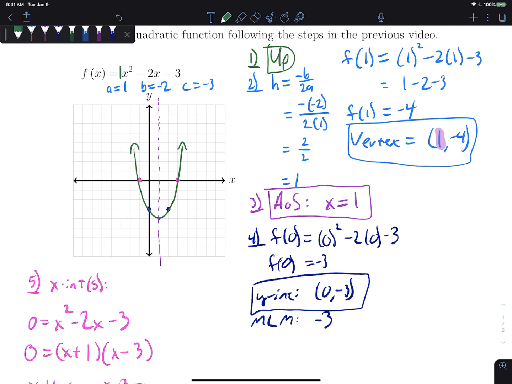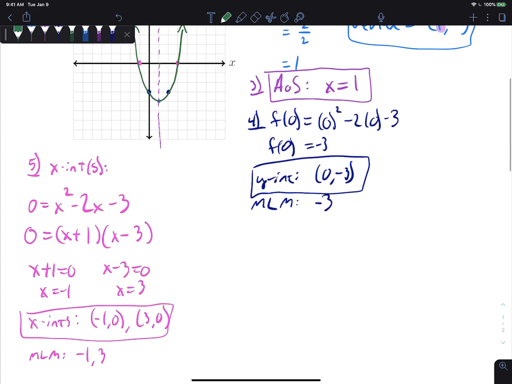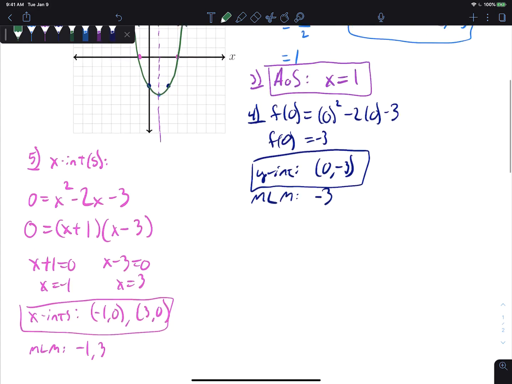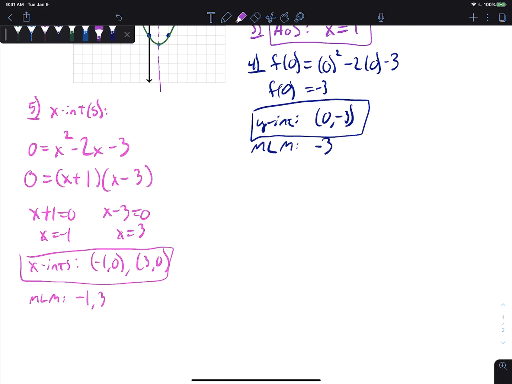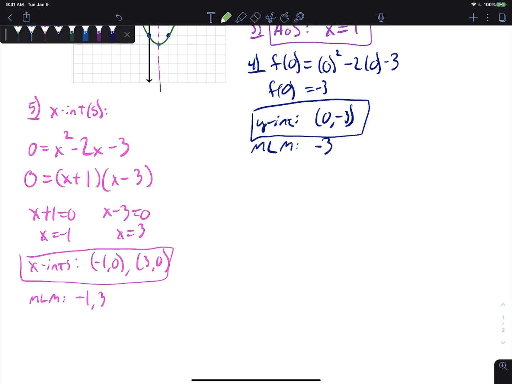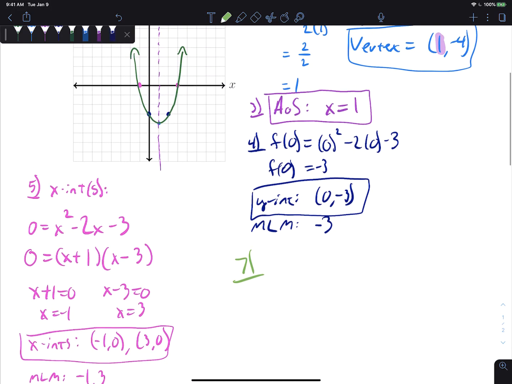Excellent. We still have one more step to do though, and that step asks us to find the domain and range using interval notation. So what we just did was step 6 here, and step 7, let's use this light green, I don't use that very often, step 7 is going to be to find the domain and range.